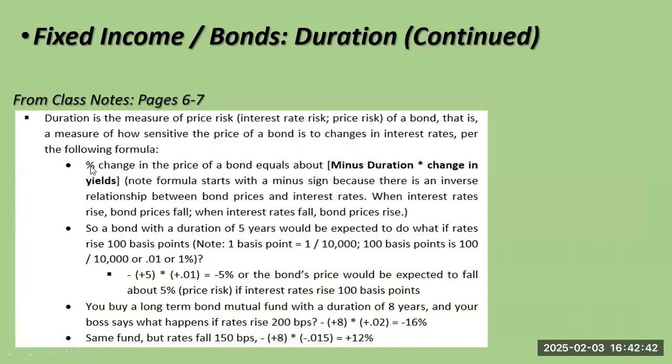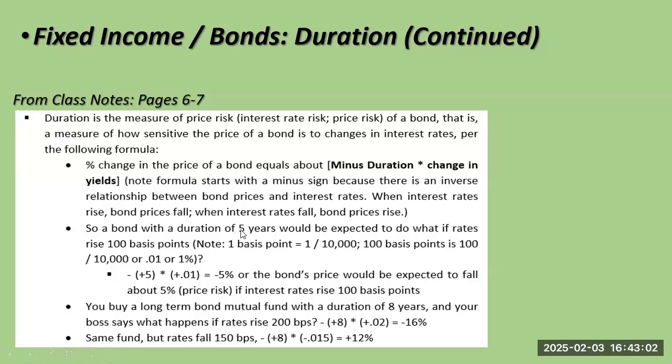So percentage change in price equals about, this term about is really, really important. We'll see when we get to convexity. If interest rates don't change much, this formula does a really good job. If interest rates change a bunch, this formula can be way off, and that's because of convexity.